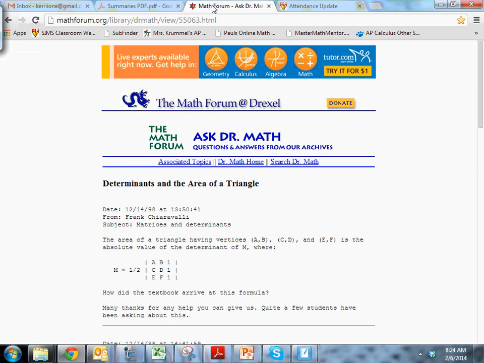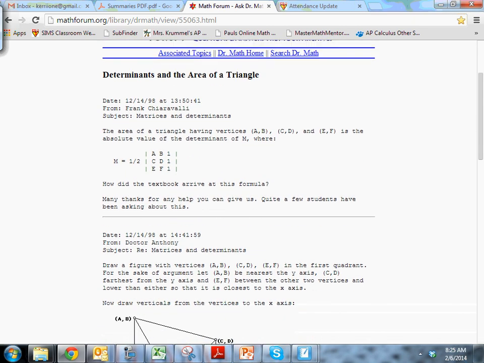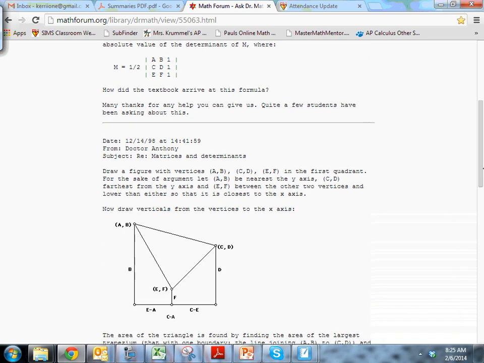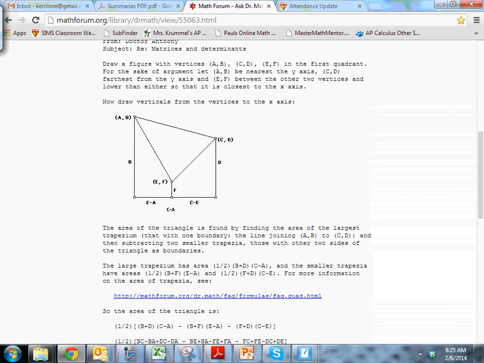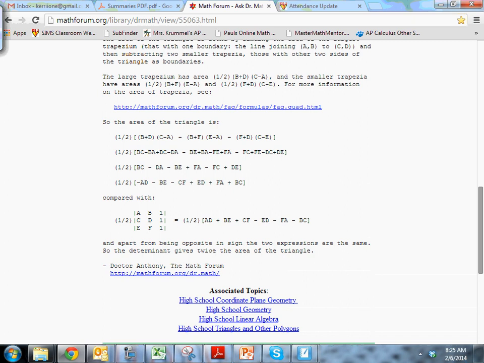Okay, here is how they came up with it. Here's what this person did. We have a triangle with coordinates A, B, C, D, and E, F. What they did is they went ahead and they made a trapezoid with it. And they did all this fancy math.